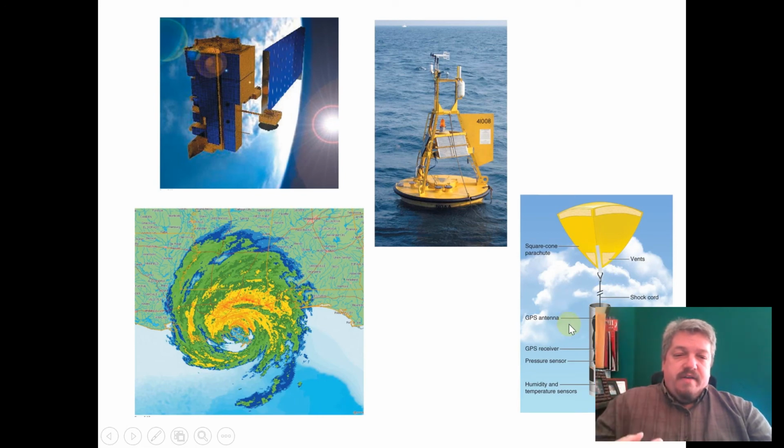And what's in there? You have a GPS antenna so it knows where it is. It has an air pressure monitor so you can monitor air pressure, air temperature, wind speed, all of that. And these have radio antennas so they just beam the signals back.